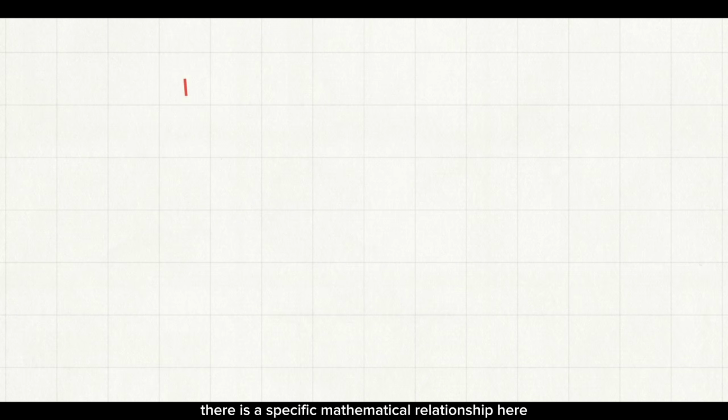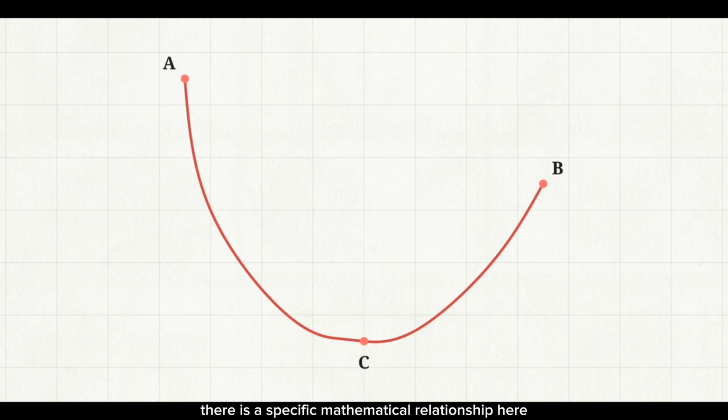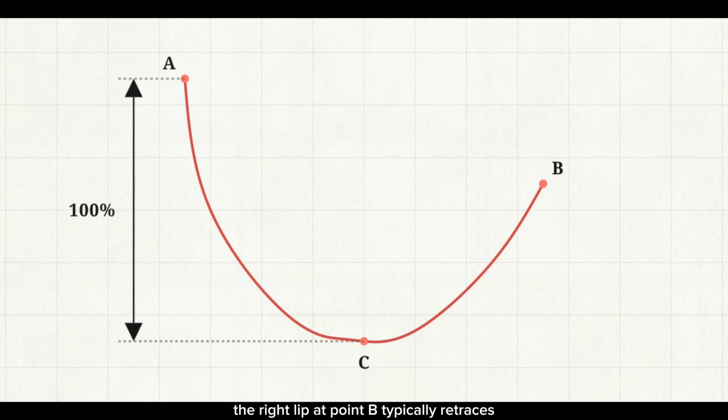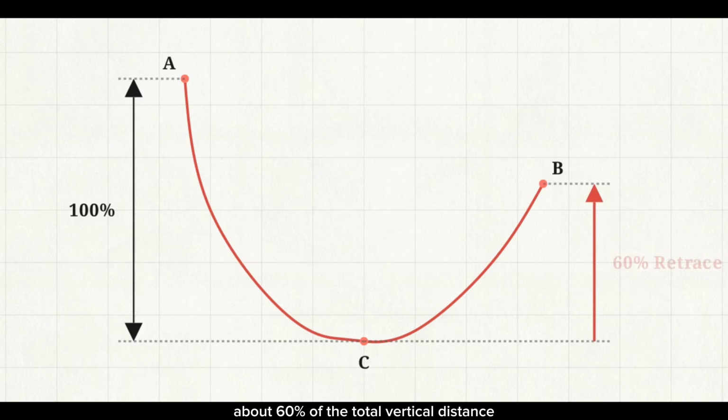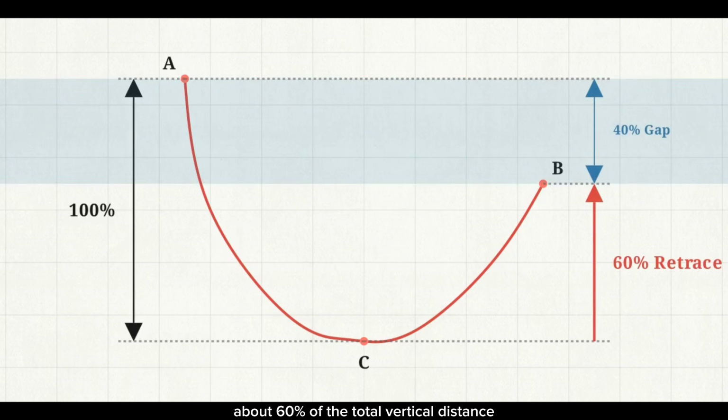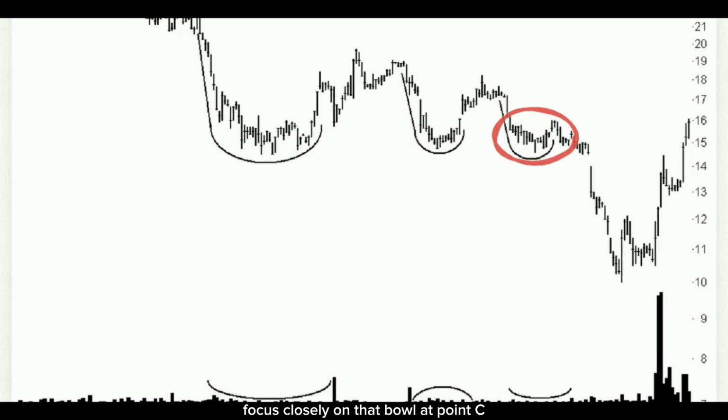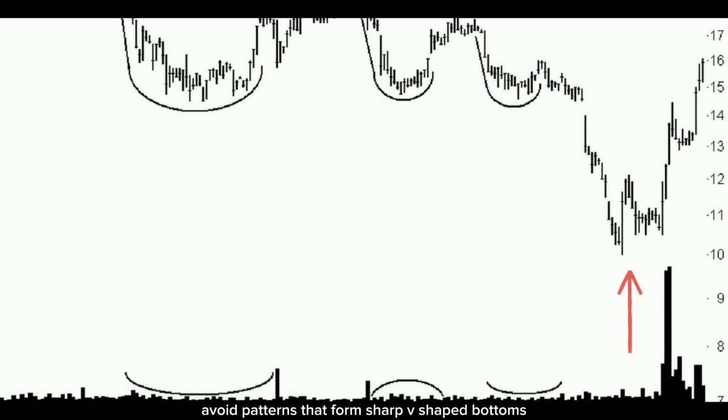There is a specific mathematical relationship here. The right lip at point B typically retraces about 60% of the total vertical distance from the bottom of the bowl. Focus closely on that bowl at point C. You need to see a smooth, rounded saucer bottom. Avoid patterns that form sharp V-shaped bottoms, as those lack the necessary price consolidation and often lead to false breakouts.